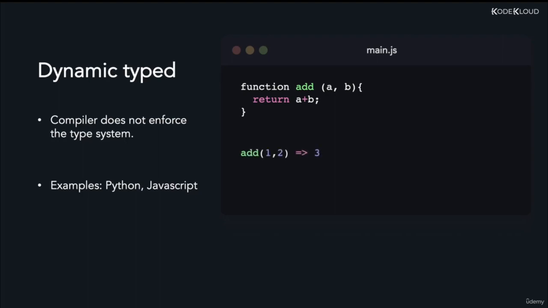Now here when we give two numbers as an input, it prints out the addition result, which is fine. It worked in both the cases. While if we try to give one number and one string, the function still adds both of them together and gives us the result. So in this case, the compiler did not enforce any data type system. And thus such languages are called weakly typed, loosely typed, or dynamic typed.